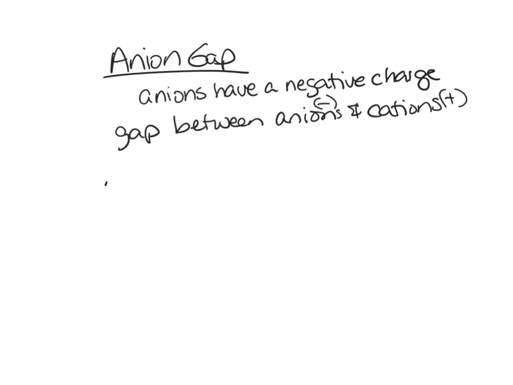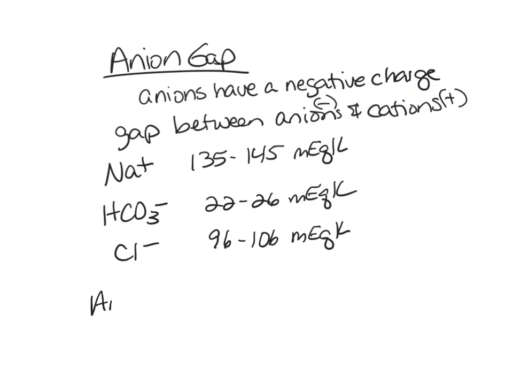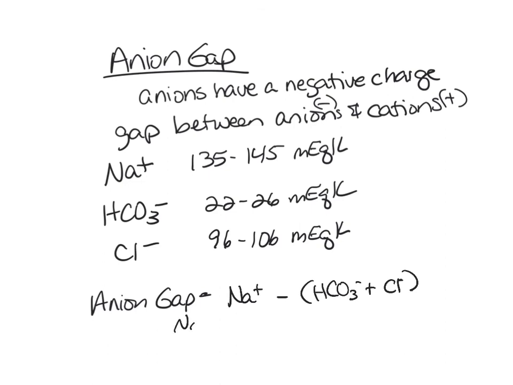The three ions that we're going to be looking at are sodium, bicarbonate, and chloride. The normal sodium concentration in your plasma is 135 to 145 milliequivalents per liter. The normal bicarbonate in your body is 22 to 26 milliequivalents per liter. And the normal range of chloride in your plasma is between 96 to 106 milliequivalents per liter. The equation to figure out the anion gap is the sodium concentration minus the bicarbonate concentration plus the chloride concentration. The normal anion gap will be between 3 to 10 milliequivalents per liter.